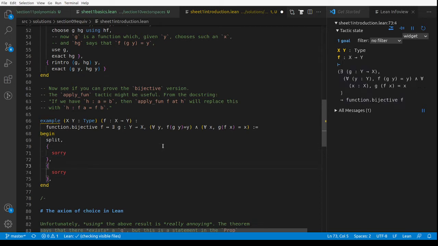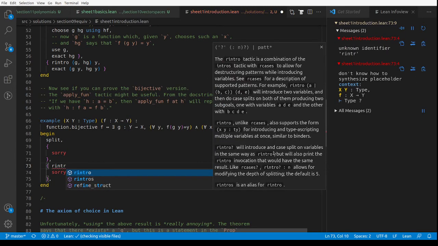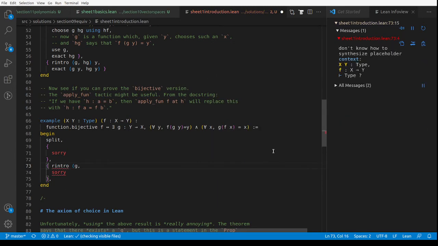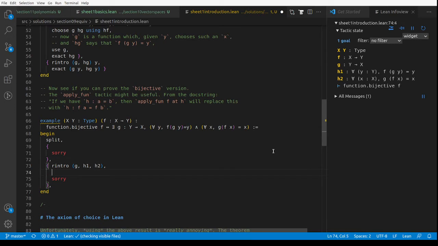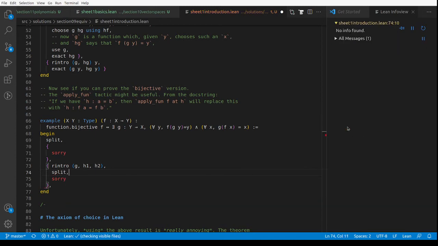let's prove both directions independently. So firstly, we'll do the easy way. Let's assume that there exists a g, which is a two-sided inverse to f, and let's prove that f is bijective. So let's assume that g exists, h1, h2, and it's a left inverse and a right inverse. Now, how are we going to prove that f is bijective? Well, I guess that bijective means injective and surjective, so we could split again.